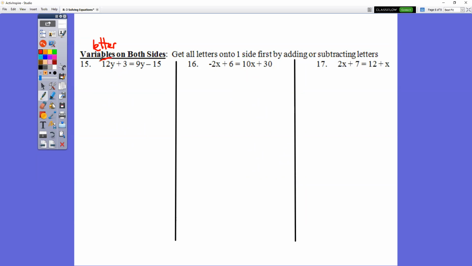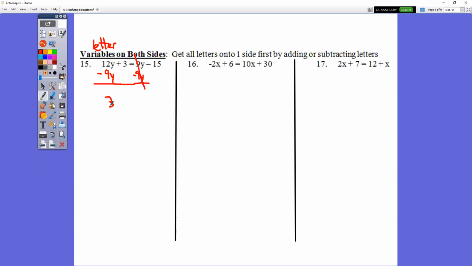What you can't do is this. These letters are on the same side of the equal sign. We can't do that to get 21y. All right, that is not the way that this problem is solved. These are on different sides of the equal sign. We need to get all the letters onto one side first by adding or subtracting the letters. I always like to work with the smaller of the two letters first. So you do have your choice. You could do minus 12y and minus 12y, but I'm going to do minus 9y and minus 9y.